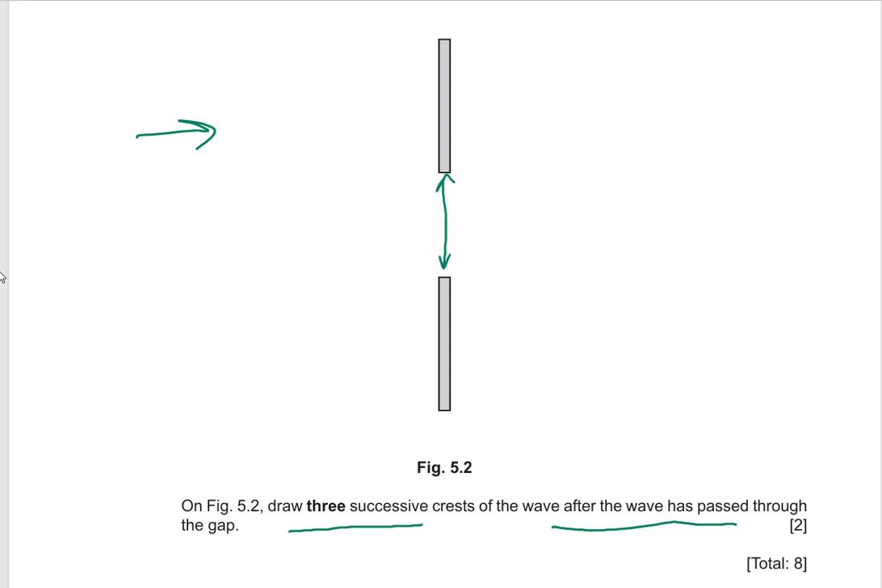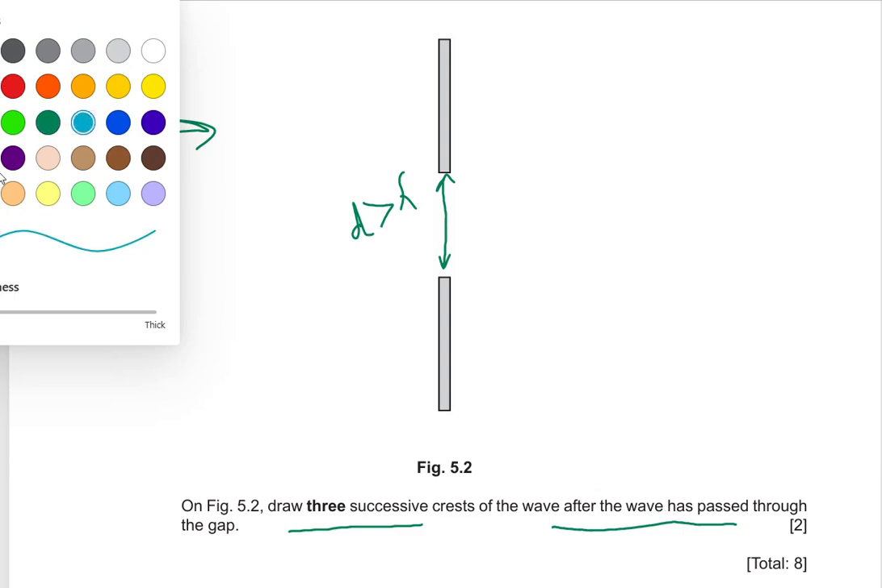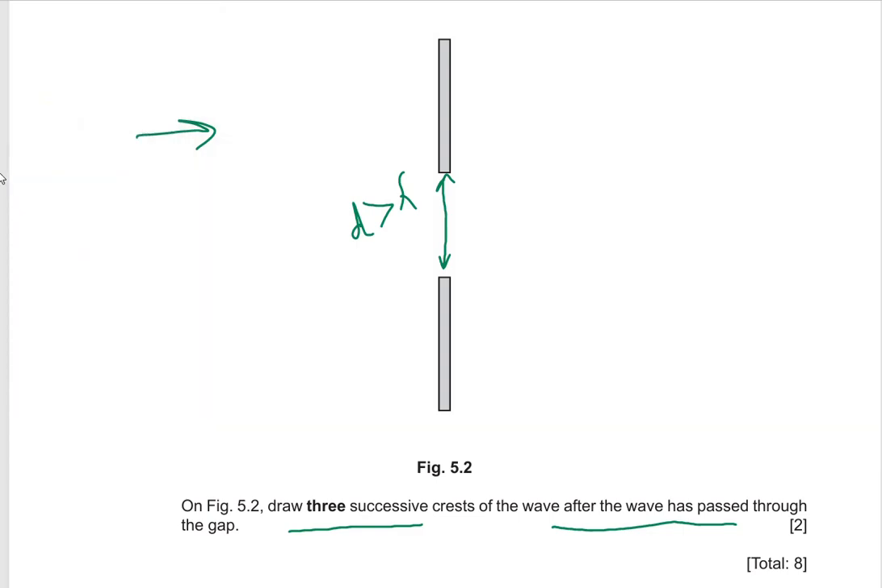So here let me say that the size of the gap is D. It is bigger than lambda, so here we will not have a perfect diffraction. So how is it going to be? Let me change the color. I have to draw 3 lines here. Remember, it must be the same wavelength as before, and they should be curved from that side, like this side should be curved, here it should be curved.